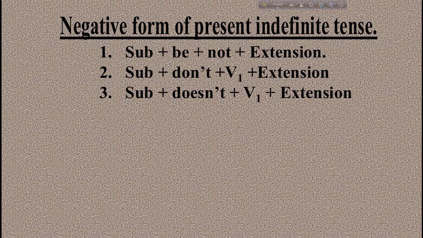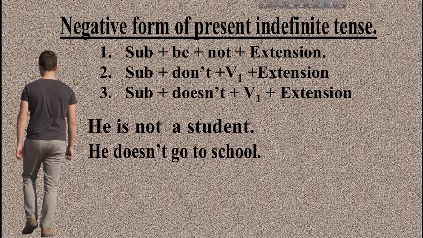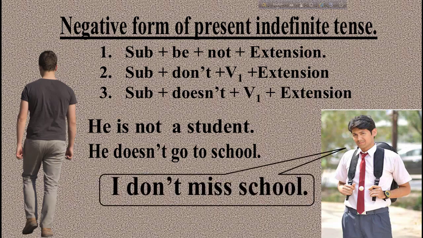Negative form of present indefinite tense. 1, subject plus be plus not plus extension. Number 2, subject plus don't plus verb 1 plus extension. Number 3, subject plus doesn't plus verb 1 plus extension. He is not a student. He doesn't go to school. In here, he says, I don't miss school.